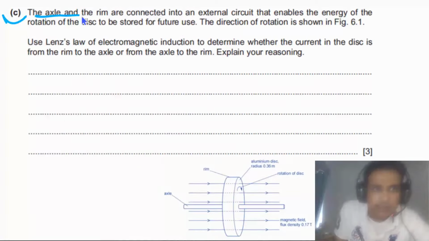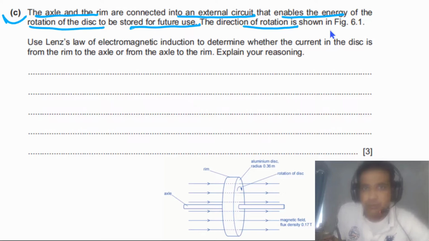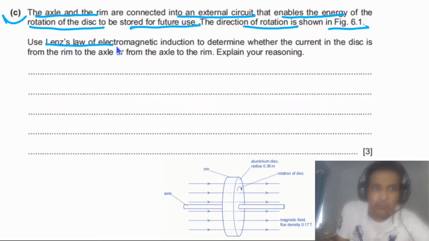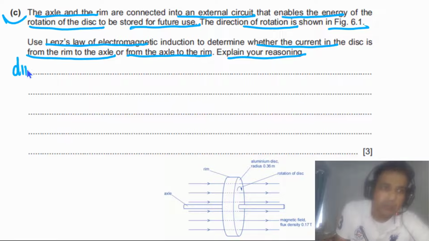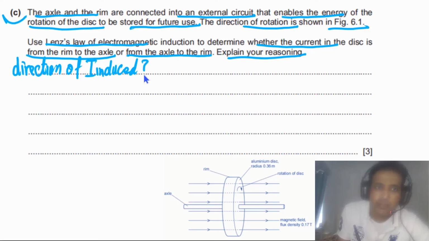Part C says the axle and the rim are connected into an external circuit that enables the energy of the rotation of the disk to be stored for future use. Direction of rotation is shown in figure 6.1. Use Lenz's law of electromagnetic induction to determine whether the current in the disk is from the rim to the axle or from the axle to the rim. Explain your reasoning. This question is simply asking us to find the direction of I induced. So we can write down direction of I induced. This is what we need to find out.